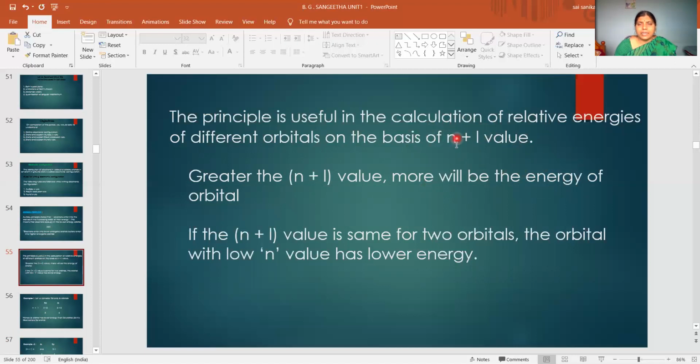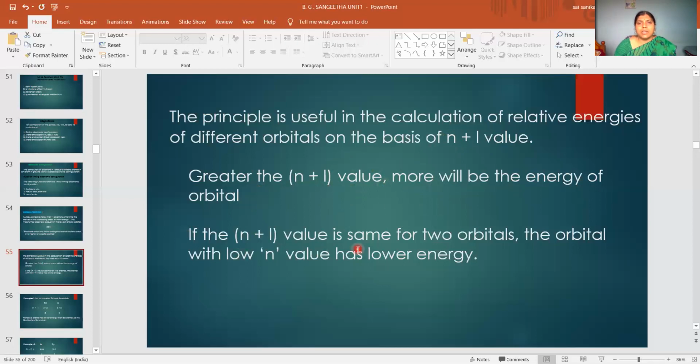Here n is nothing but the principal quantum number. l is nothing but the azimuthal quantum number. This n indicates the orbit number and this l indicates the orbital. Here, the greater the n plus l value, the more will be the energy of the orbital. If the n plus l value is more, its energy will be more. If the n plus l value is less, then the energy will be less.